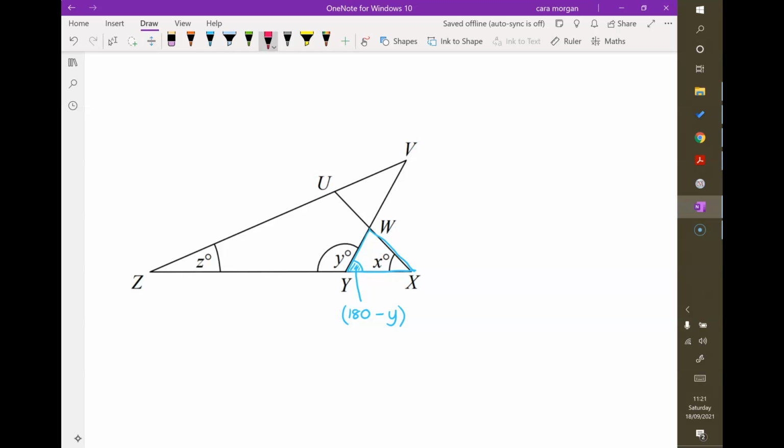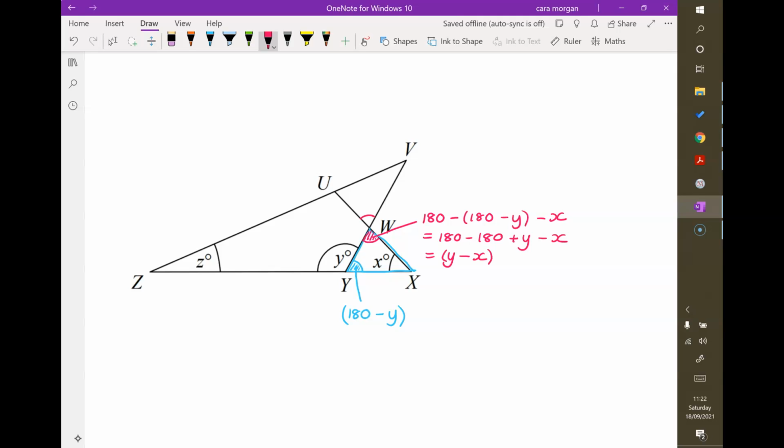I can see that I've got a remaining angle of this triangle, so I'm going to express that in terms of the other two angles. In a triangle, all interior angles add up to 180 degrees. So 180 degrees, subtract my blue angle, subtract X, gives me the size of that angle. Simplifying, if I'm subtracting a negative Y, that means I'm adding Y, and 180 subtract 180 is 0. So I'm left with Y subtract X as the size of that angle.